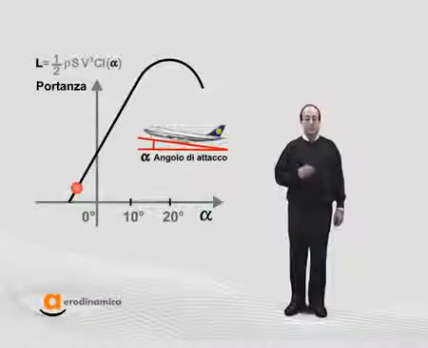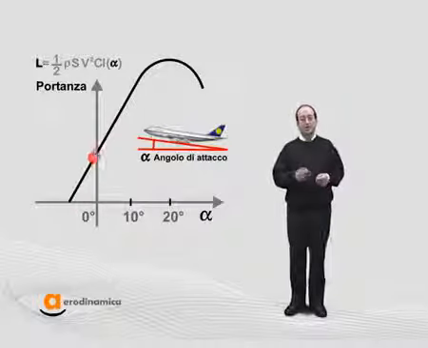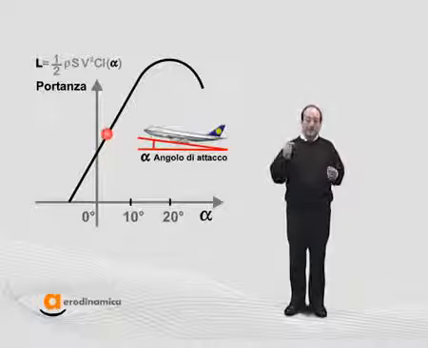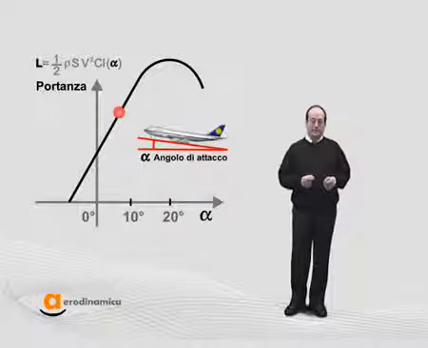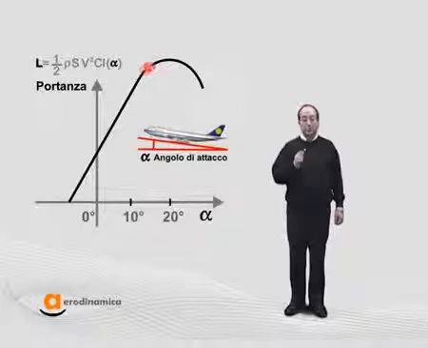The figure shows the lift as a function of the angle of attack. We can see that for small values of angle of attack, the function is linear. Above a certain value, the lift is not linear, and after a critical value, the lift does not increase anymore, it decreases.